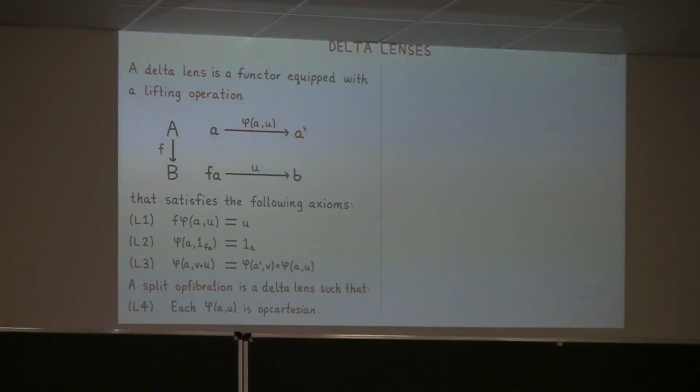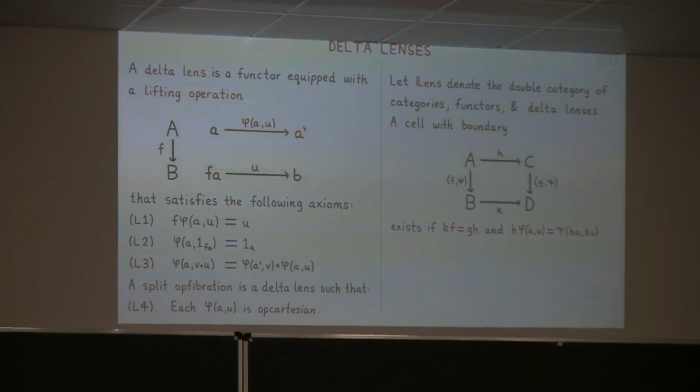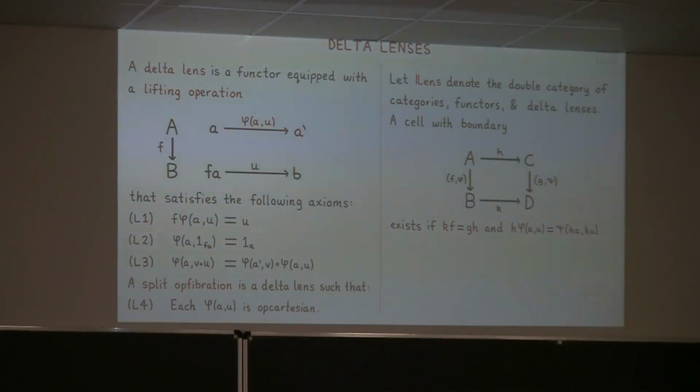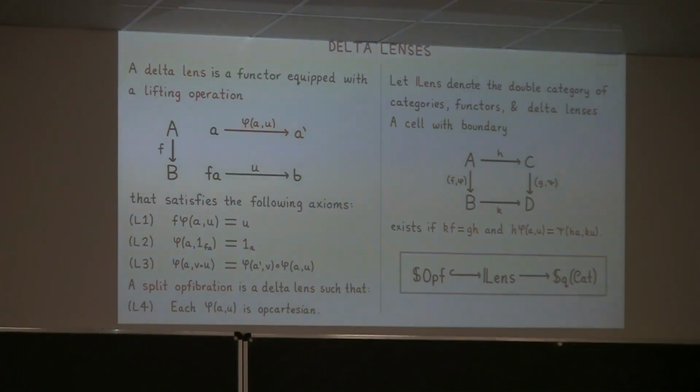Okay? So that's what it is, and these things can be assembled into a double category. This double category will have categories as the objects, the horizontal morphisms will be functors, the vertical morphisms will be these delta lenses, and the cells, or squares, are commuting squares of functors which preserve the chosen lifts. So exactly what you would expect. This double category of lenses has a forgetful functor down to the double category of commuting squares, where we forget this extra structure, the lifting operation. And we can also see the double category of split opfibrations if we restrict to those which have this extra Cartesian condition.